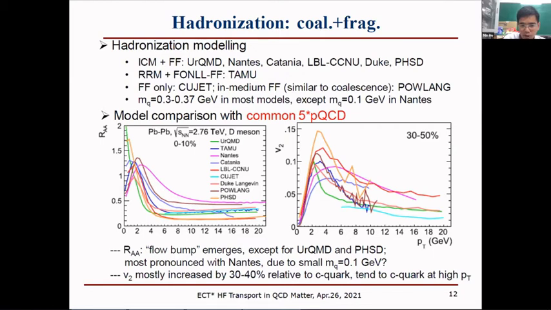Maybe this is due to the use of a smaller light quark mass, because that represents a larger light quark density. The V2 as a result of coalescence will be increased by 30 to 40% relative to the charm quark V2. And at high pT, it tends to just the charm quark V2.